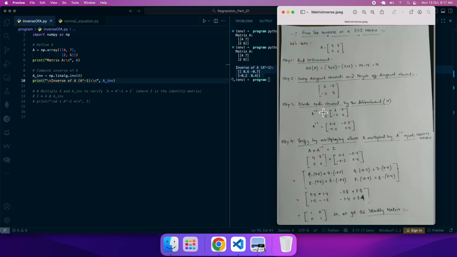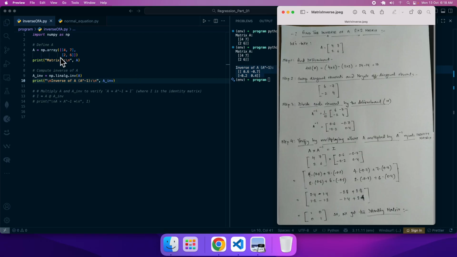So A inverse, the inverse of a matrix, equals 1 by 10 multiplied by the array itself. The matrix has 6, minus 7, minus 2, 4. That is what gets multiplied, and after we have done the element-wise division, the final matrix we are getting is 0.6, minus 0.7, minus 0.2, and then 0.4. So this is what we actually get as the inverse of the following matrix.